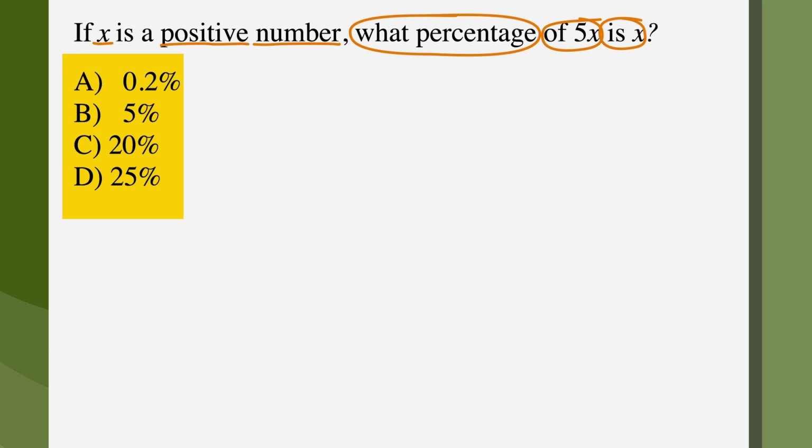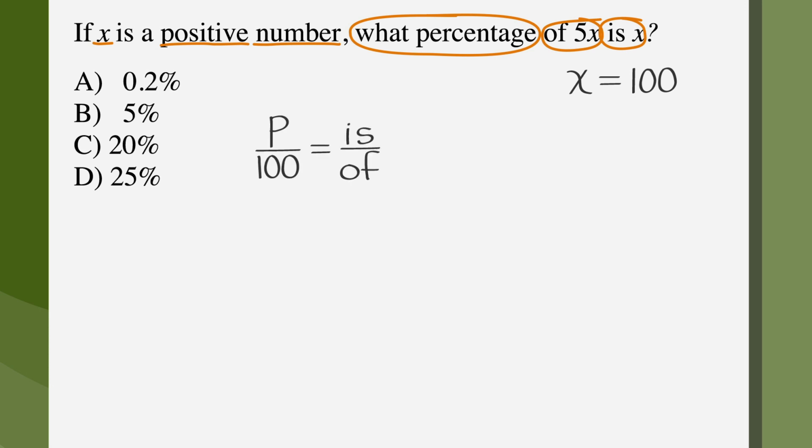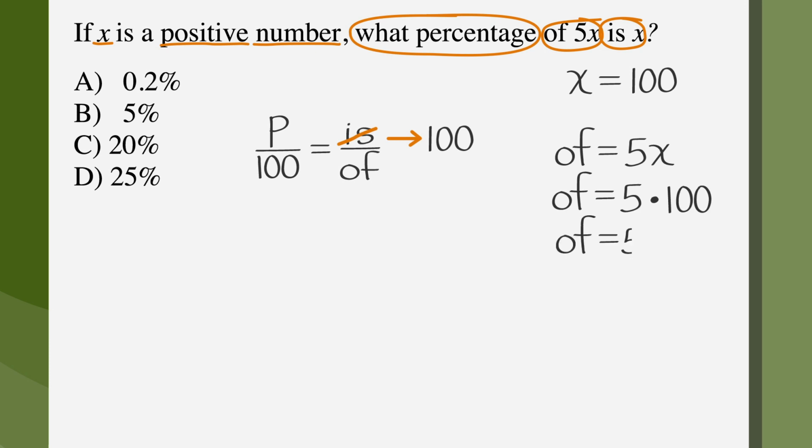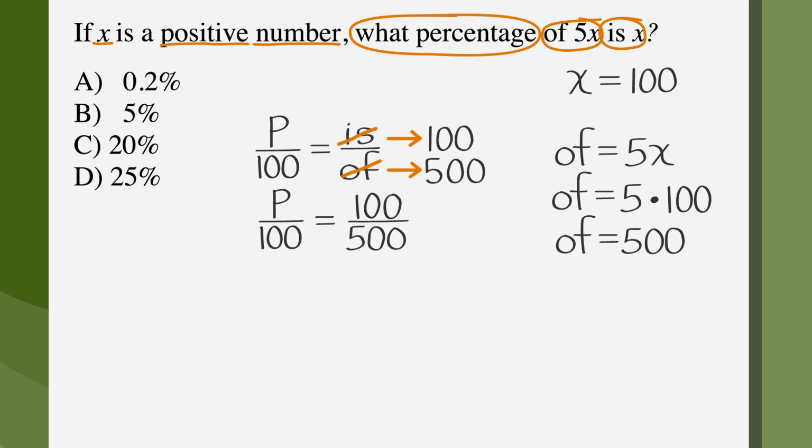Let's look at the same problem and solve it using p over 100 equals is over of. The answer choices are percentages. Let's use x equals 100 again. First, write out our equation of p over 100 equals is over of. The p is still our unknown variable, and since the question states is x, and we picked 100 for x, we can plug 100 in for is in our equation. The question also states, what percentage of 5x? So of equals 5x. Plugging in for x, we get of equals 5 times 100, or of equals 500. We have p over 100 equals 100 over 500.